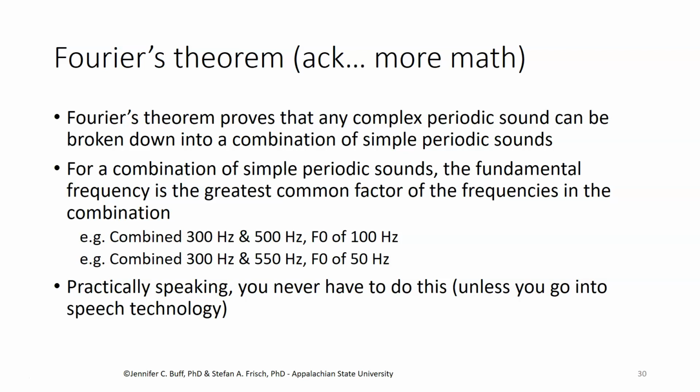100 is the biggest number that will divide evenly into both 300 and 500. If I were to take a 300 hertz and a 550 hertz sound and combine them together, the fundamental frequency would only be 50 hertz, because the biggest number you can evenly divide into both of those, 300 and 550, is 50. But you are not really going to need to ever do this greatest common factor thing unless you go into speech technology, in which case Fourier's theorem and the math behind it will be important to you.